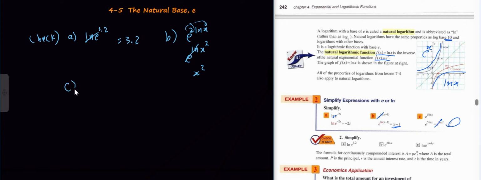For branch C, we have ln e to the power x plus 4y. Immediately, these two will cancel, x plus 4y is remaining. That's it. We have some extra examples about ln and e.